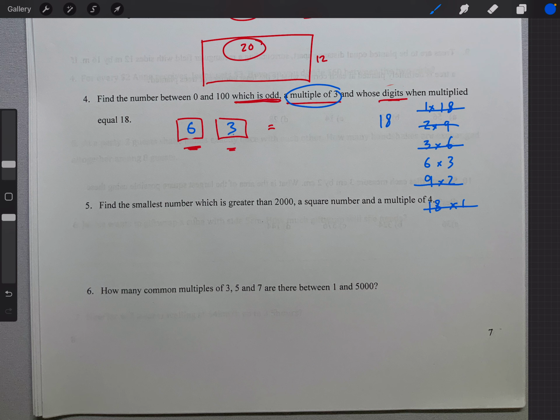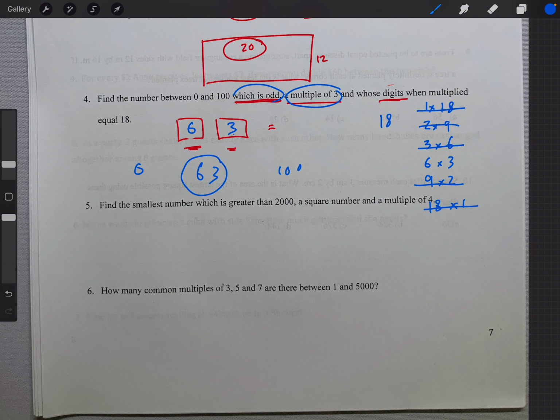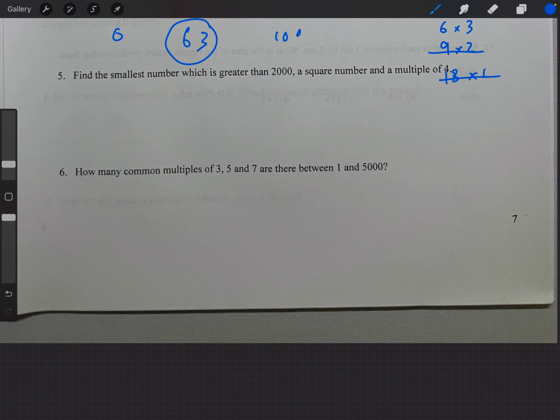Okay, so this is 63. Yes, it's between 0 and 100, so that works. It's an odd number. Yes, it's an odd number. And it's a multiple of 3. 63 is a multiple of 3, which works. So it says find the number. There's your number, 63. Question 5.